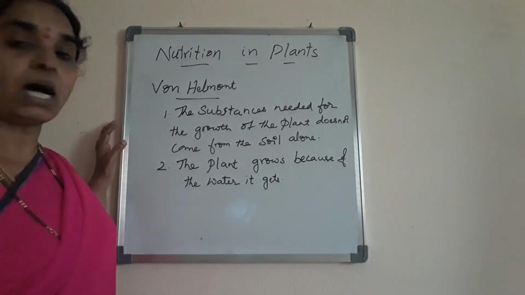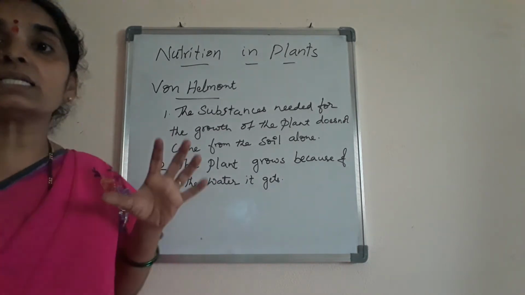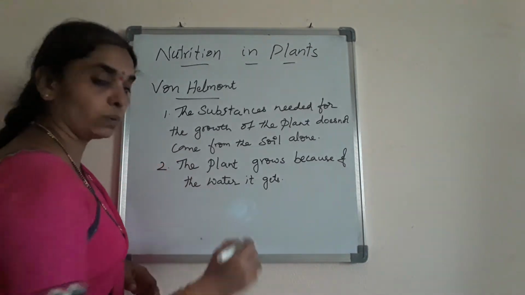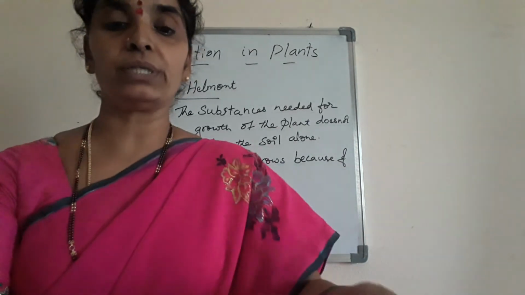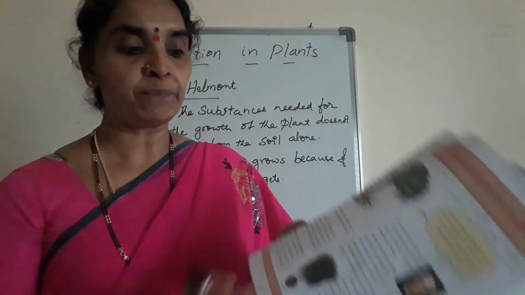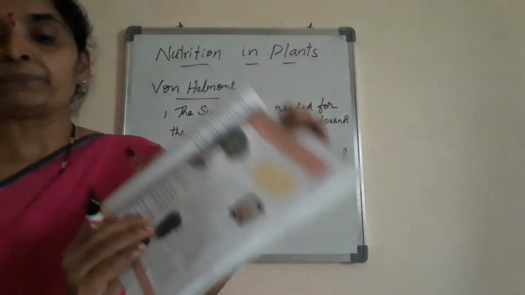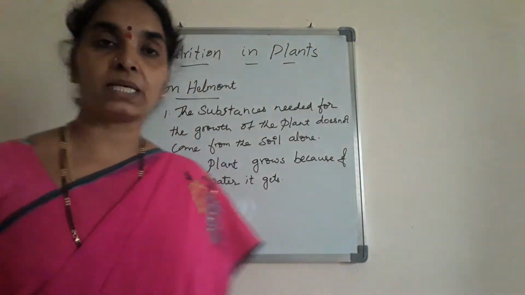So next, how did he experiment? He took a large willow tree, a potted plant. I'll show you in your textbook, see here, this is a willow tree. Okay children, hope you have observed it.